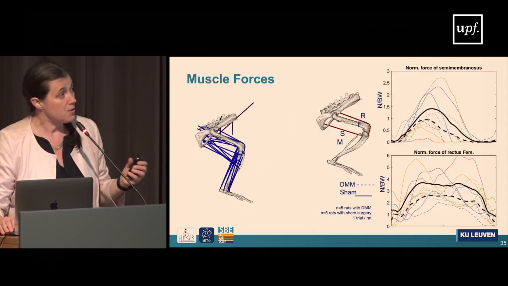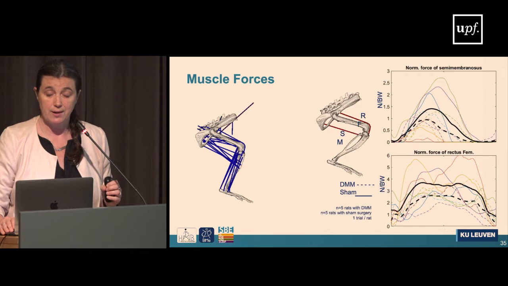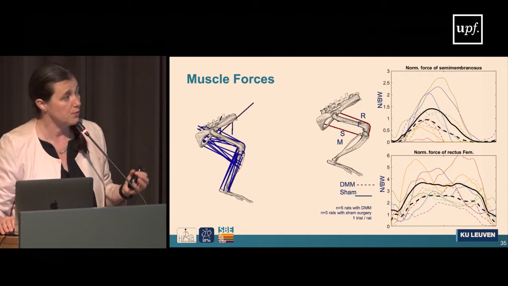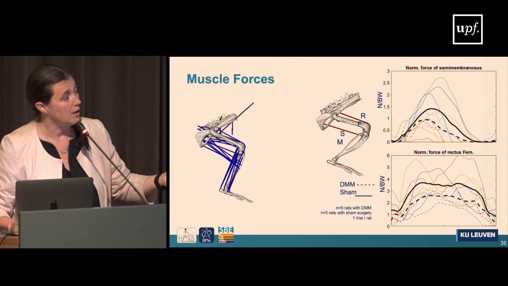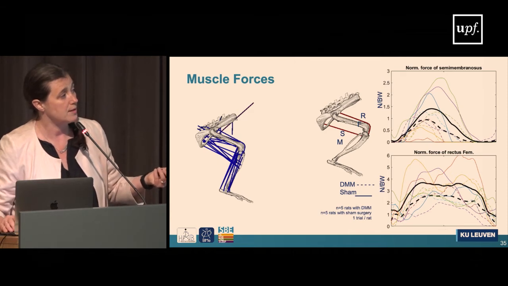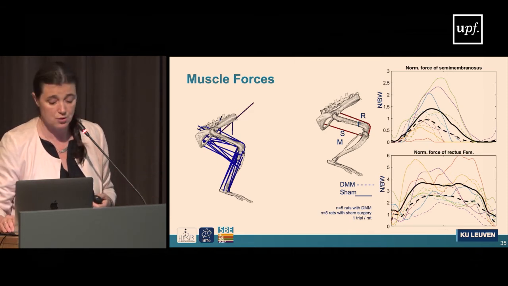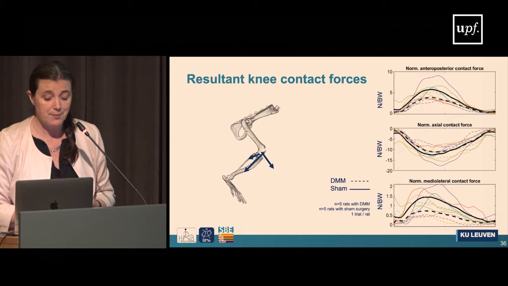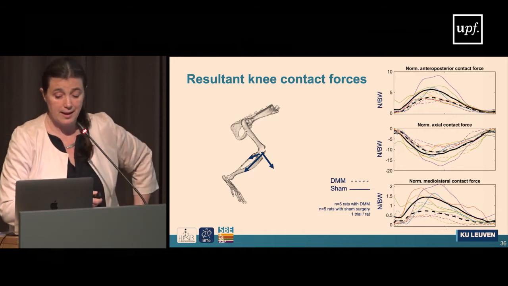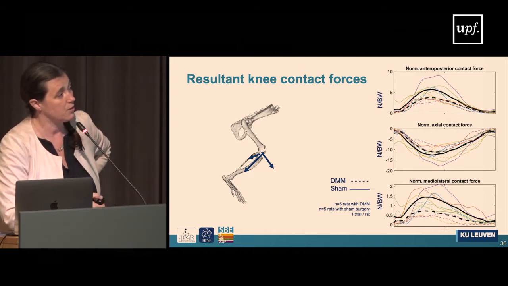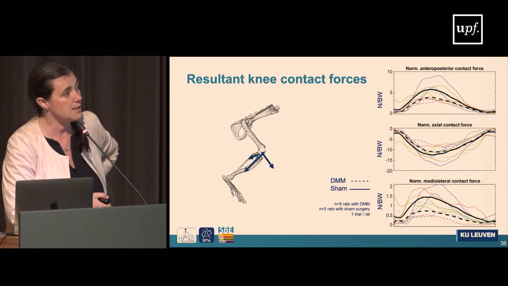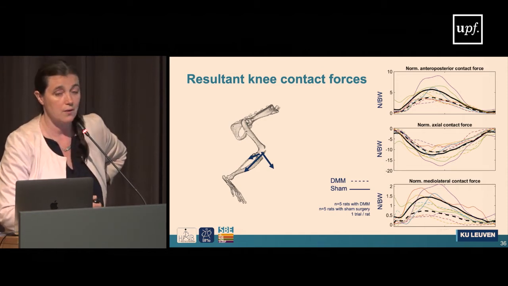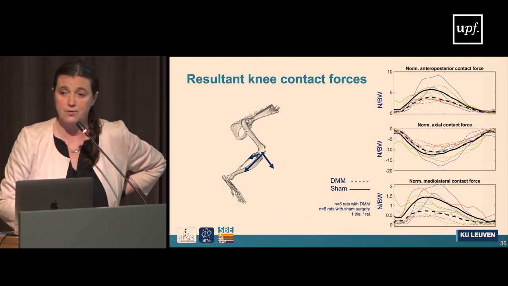But what we were interested in, of course, is to come to the contact forces. So we solve our muscle force distribution, and here we already see a difference between the surgically operated rats in the dashed line and the sham surgery. But what we found very interesting is that here, in contrast to what we saw in the ground reaction forces, we found for the first time a difference and an unloading story in our rats that were treated with the destabilization of the meniscus.